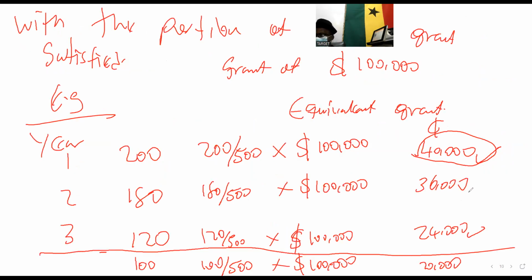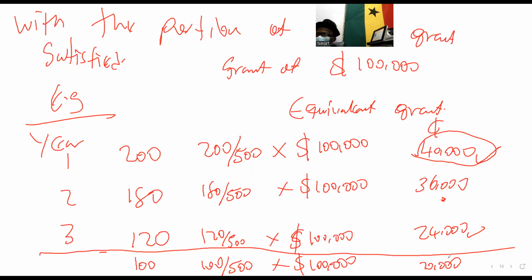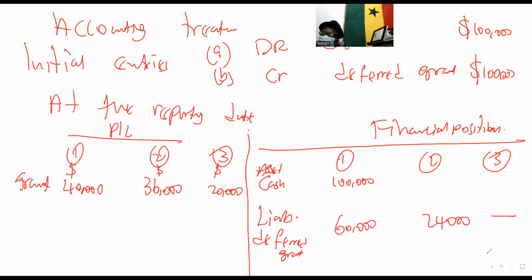Then out of this, we have fulfilled 36. So 60 minus 36, 24. So we are owing $24,000 here. As at the end, if it's the 24,000, it means we have fulfilled all. If it's the 20,000, that means we are still left with 4,000 to go. That means we were not able to graduate the 500 students.